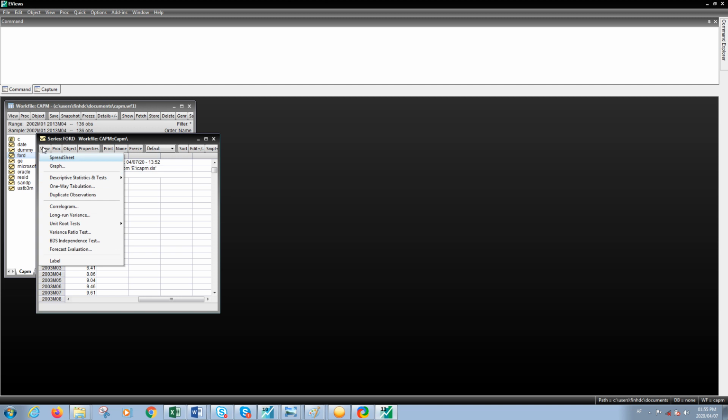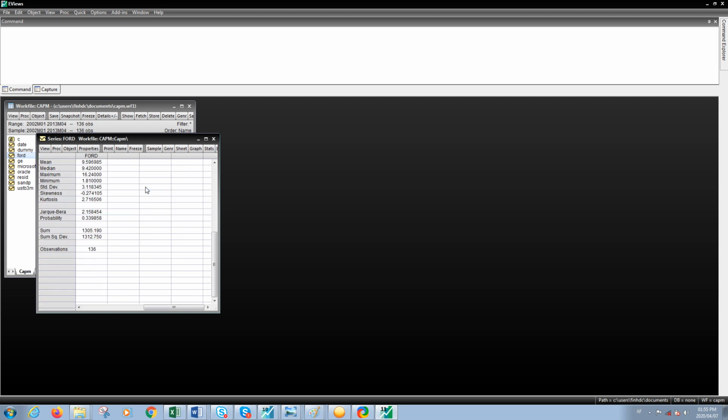So you go to view, click on view, go to descriptive statistics, go to stats table, and there you have all the statistics of your Ford share price. You've got your average, you've got your median, maximum, minimum, standard deviation, and your measure of distribution.